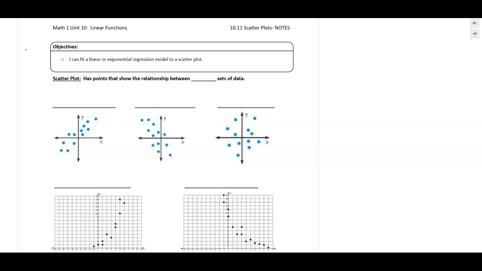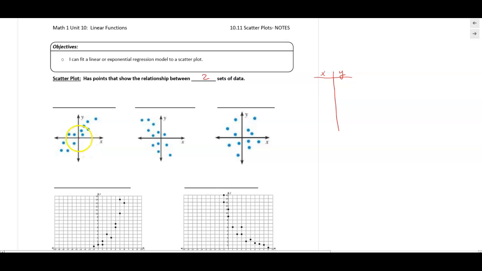So a scatter plot basically has points that show the relationship between two sets of data, right? And when we look at that, the two sets of data, we'd be looking at an X and a Y. Now, if you plot a bunch of points, you'll see that they tend to have a pattern. They don't line up perfectly, but they line up closely in a certain pattern.